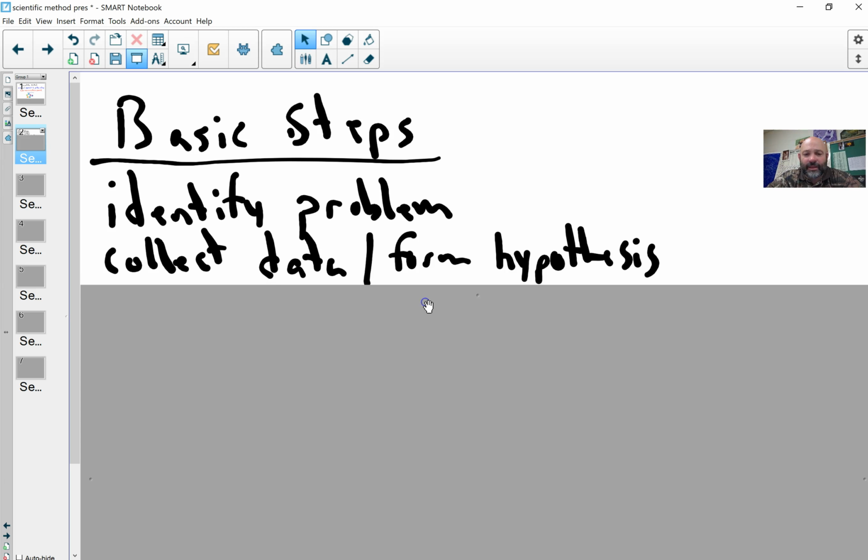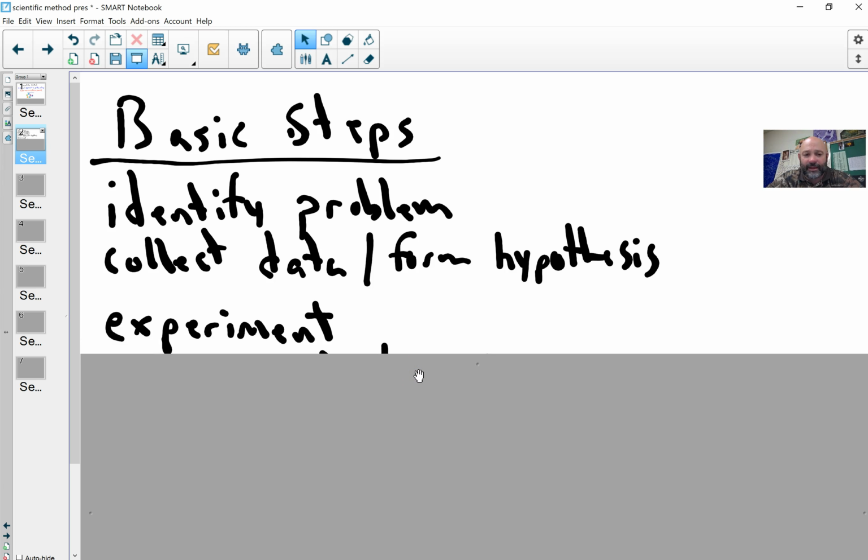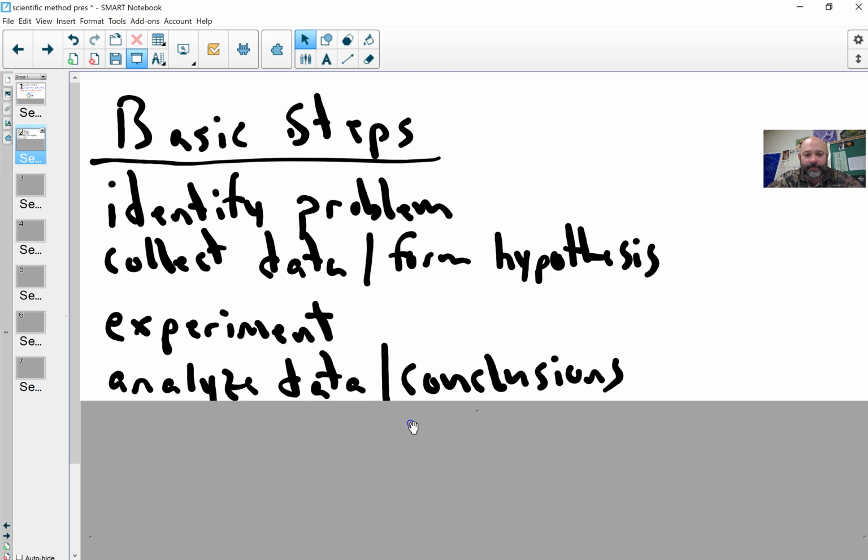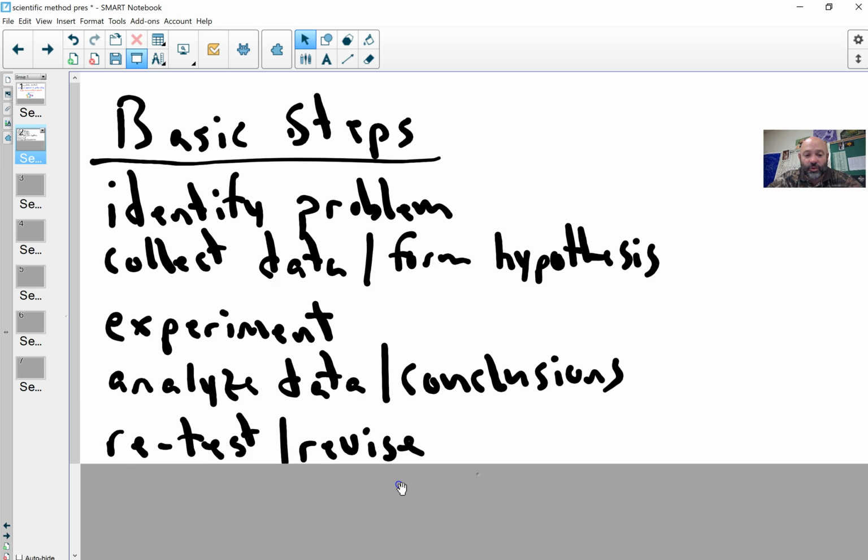Okay, once we've identified the problem, then we do a little bit of data collection. We form our hypothesis. What do we think is going to happen? What does it look like is going on? Then we're going to test or experiment with that value to see if our hypothesis is correct or not. And then we're going to do some analyzing of the data that we've collected from our experiment and draw conclusions. And we're going to look and see, are we correct? Is our hypothesis correct? If not, we have to go back and make a change and do it again. That's where a retest or revise comes into play.